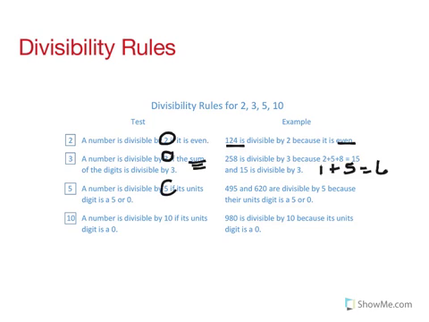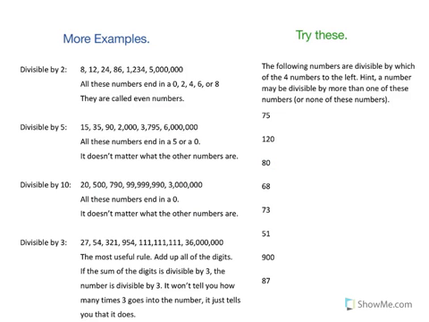A number is divisible by 5 if it ends in a 5 or a 0. So the number 495 ends in a 5 and 620 ends in a 0, so both those numbers are divisible by 5. And a number is divisible by 10 if it ends, simply, in a 0. So 980 is divisible by 10 because it ends in a 0.